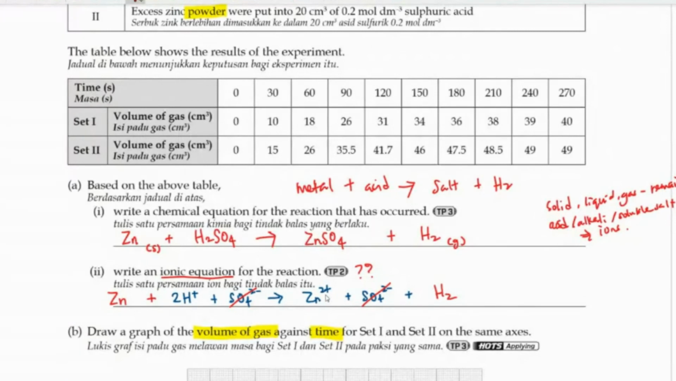Correct, Crystal, very good. So this is the ionic equation. Normally this one will be 2 marks, and the chemical equation also 2 marks. So always practice writing these two, ionic and chemical equations. Class, we stop here for today's lesson.